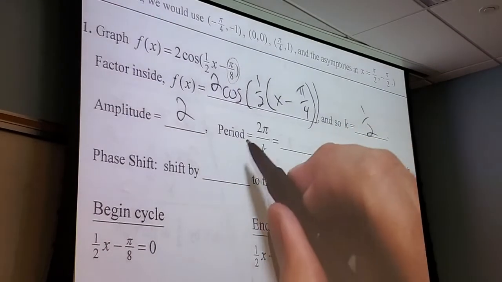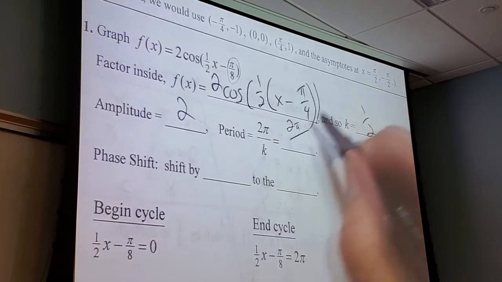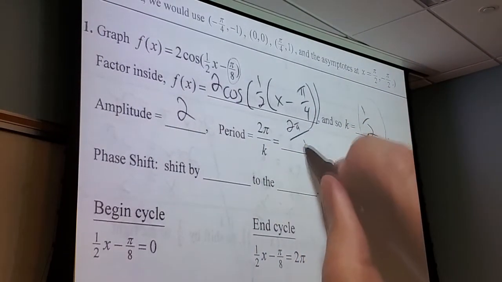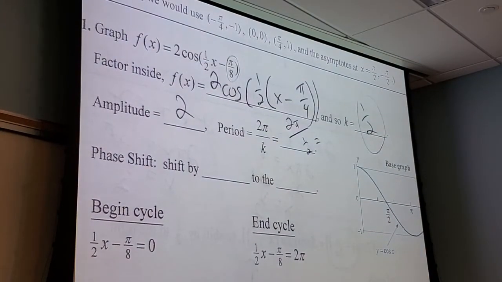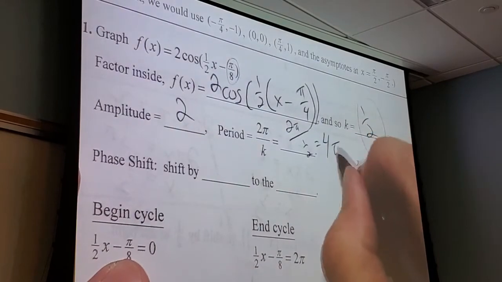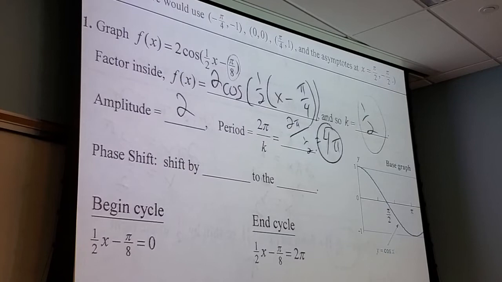So what's the new period? It's always the old period divided by K. What is 2 pi divided by 1/2? 4 pi. I like it. So that's the new period. So now this is stretching it out, right? Normally it gets done in 2 pi. Now it's going to get done in 4 pi. It's now double what it normally takes.